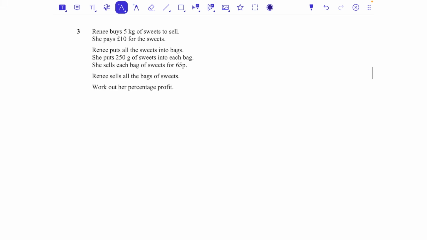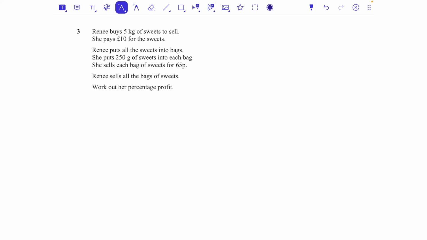Question number 3. Renee buys 5 kilograms of sweets to sell. She pays £10 for the sweets. Renee puts all the sweets into bags. She puts 250 grams of sweets into each bag. She sells each bag of sweets for 65p. Renee sells all the bags of sweets. Work out her percentage profit.